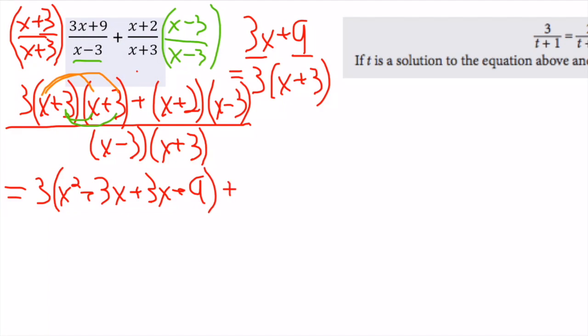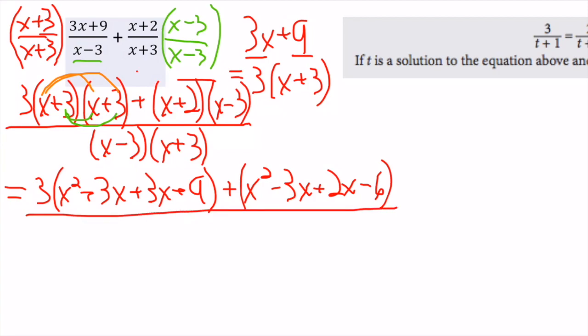Okay, and I'll do the same thing for the second part right here. So I have x times x, x times negative 3, 2 times x, and then 2 times negative 3. And again, it's all over. When I simplify the bottom, I'll have x squared plus 3x minus 3x, and then negative 3 times positive 3, which is negative 9.